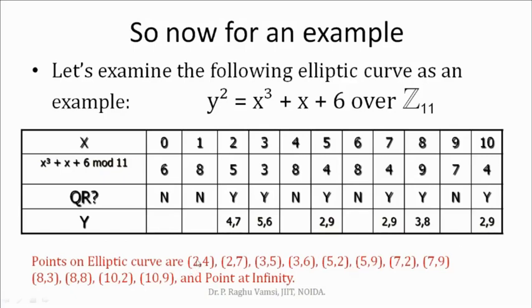Don't think that 2 is the public key and 4 is the secret key. No, not like that. This entire point is the public key. This must be remembered. Don't get confused that 2 is the public key and 4 is the secret key. No, not like that. (2, 4), both combined, is said to be the public key.